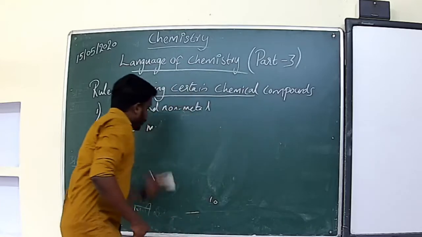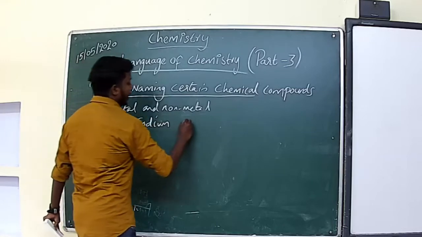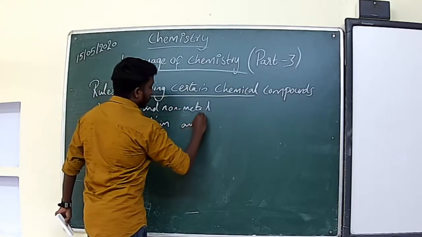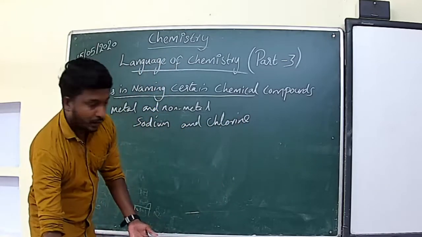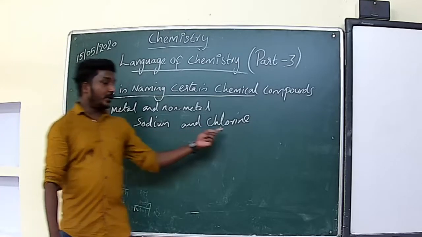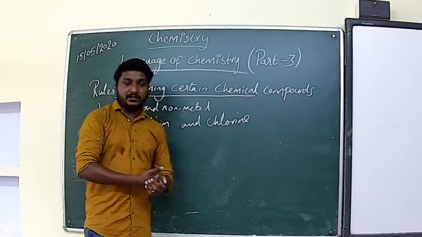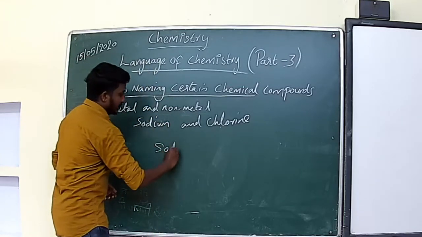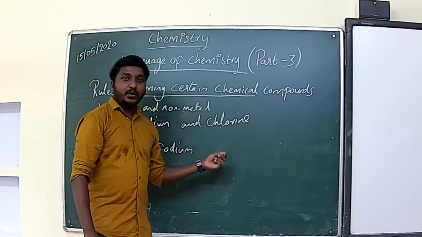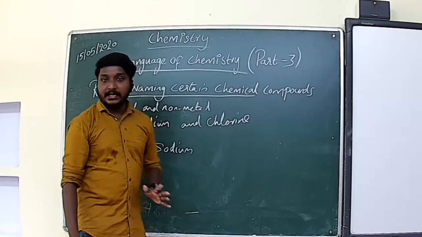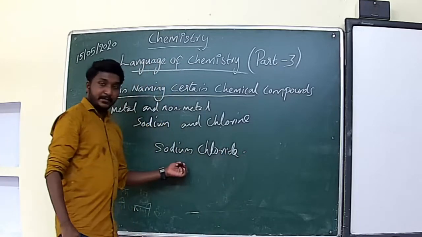If the chemical compound contains sodium and chlorine, here we know sodium is a metal and chlorine is a non-metal. So which one will we write first? Metal will be written first, so sodium we write first. Then chlorine is a non-metal, so you have to write chlorine second and suffix with IDE. So what is the name? Sodium chloride. Right. Then what is the chemical formula of this one?